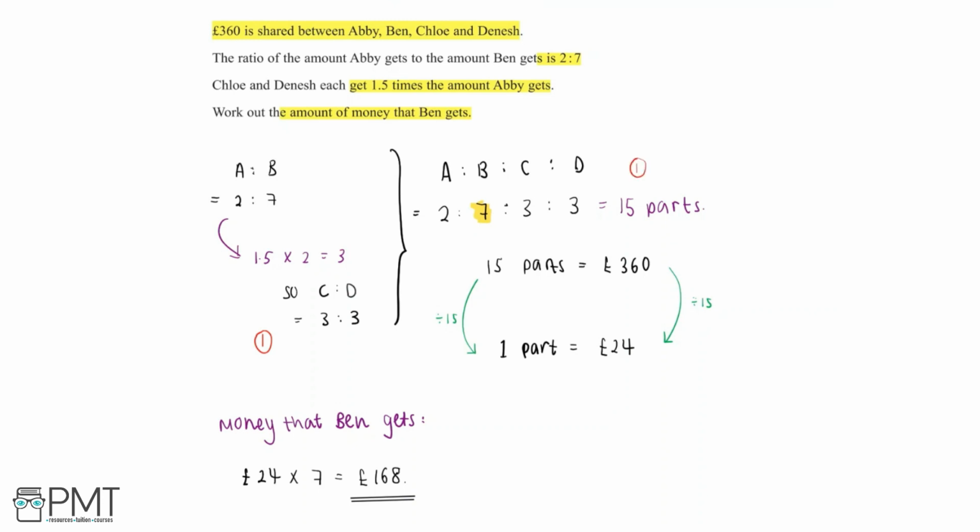We get the third mark for finding out the value of one part, which is equal to £24. And finally, we get the fourth mark for recognising that Ben gets 7 parts, and so the amount of money that Ben gets would be equal to £24 multiplied by 7, which is equal to £168. And so we've now achieved the full 4 marks needed in this question.